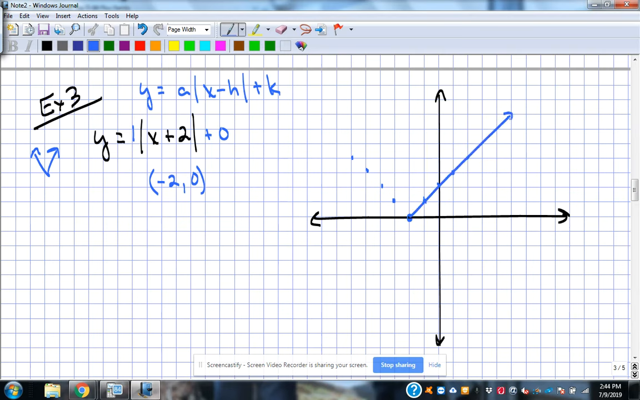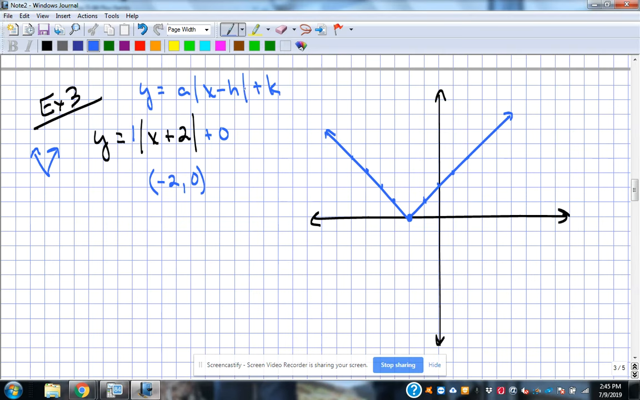Another option would be making a table of values for that. Just picking some x values and plugging them in. It's still important to know the vertex there so that you can know kind of where to center your points around to do that.